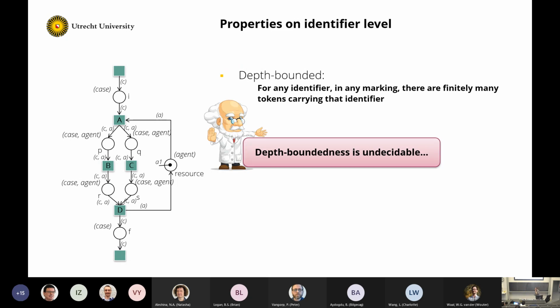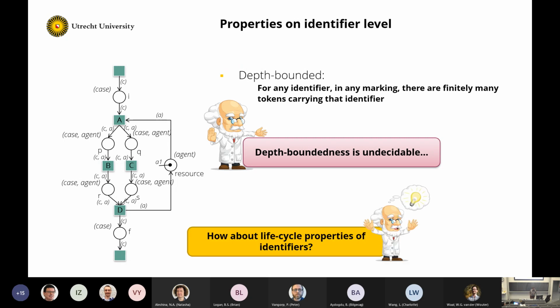The problem is this is undecidable. And this is already undecidable if you just have one type or no type. So if all places just have a single type or no type at all, this whole setting is already undecidable. It's already known from the early 2010s. Too bad. So it's a nice property, but we can't do anything about it.